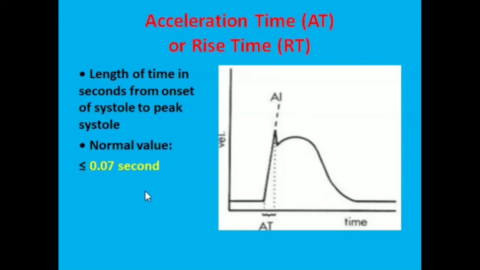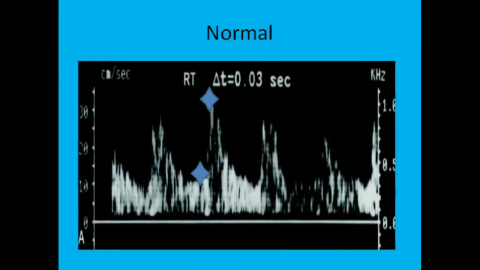In this image, we can appreciate the acceleration is started from here and the peak systole is achieved here. So, the time taken by this wave to reach the peak is 0.03 second, which is within normal limits.